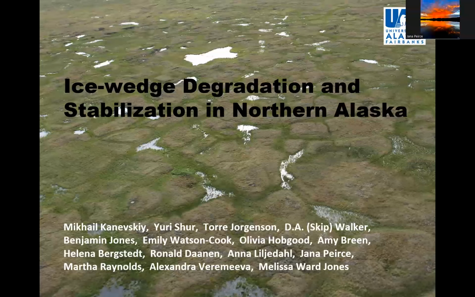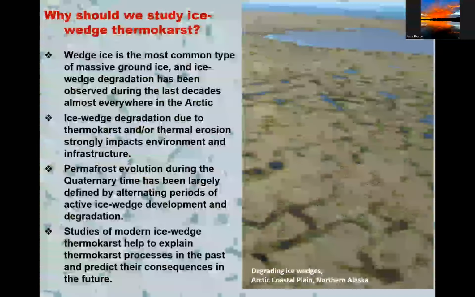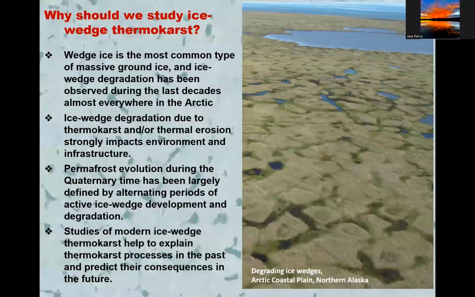Good morning, everybody. I will show you some results of our recent studies of ice wedge thermokarst in northern Alaska. I think this topic is really important, first of all, because wedge ice is the most common type of massive ground ice, and we have ice wedges practically everywhere in northern Alaska, and degradation of ice wedges has a very strong impact on both environment and infrastructure.